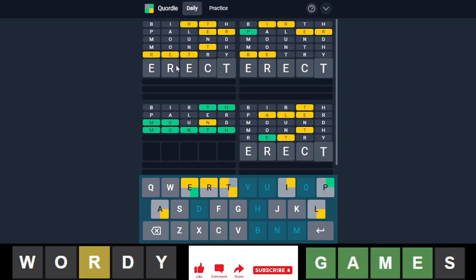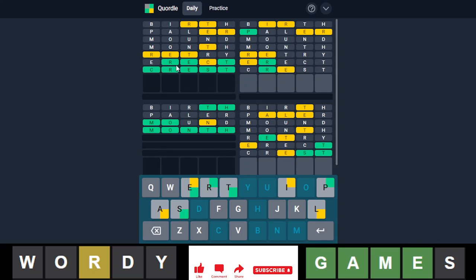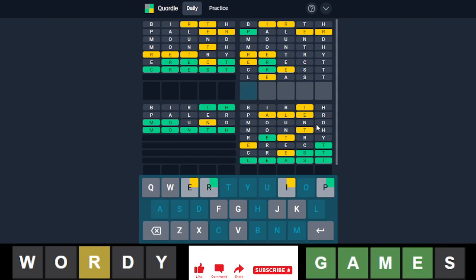Erect. Nope, not quite. Crest. There you go. This is also very similar. There's an L and an A, so it's gonna be least. Last guess, and the C has been eliminated, so it's gonna be prize, right?